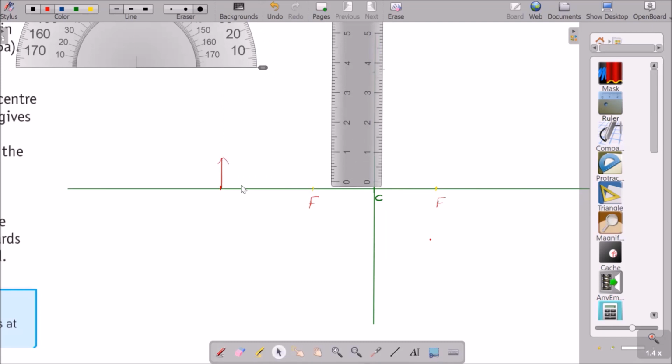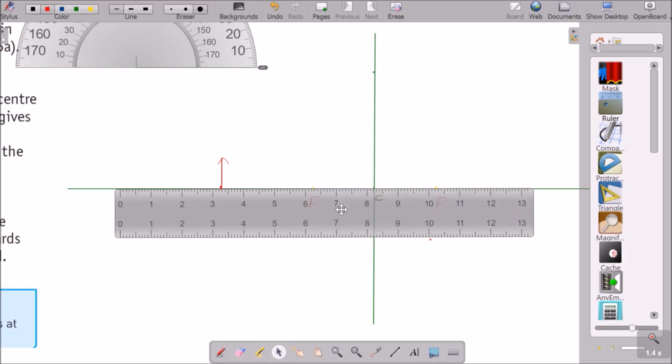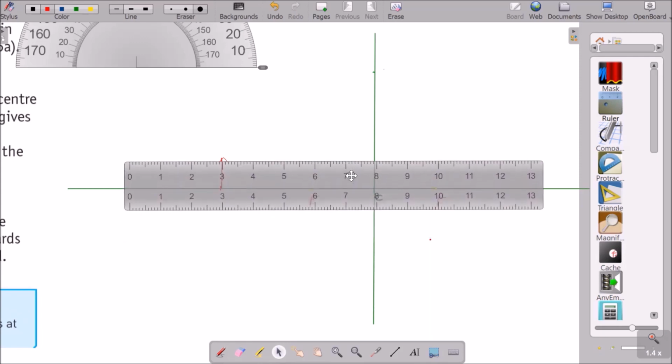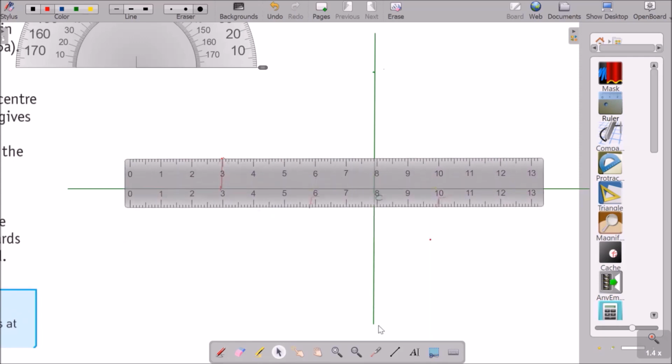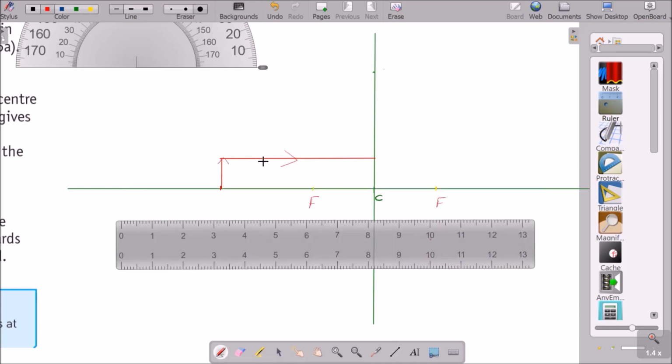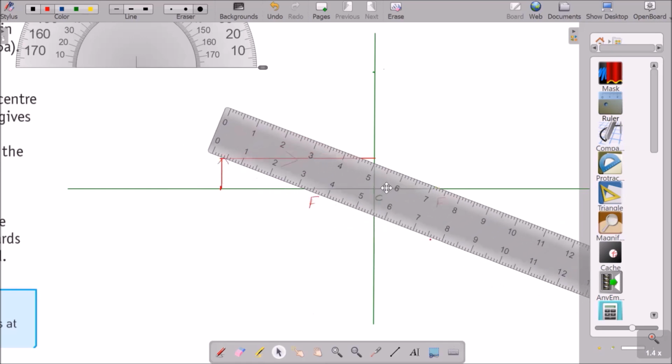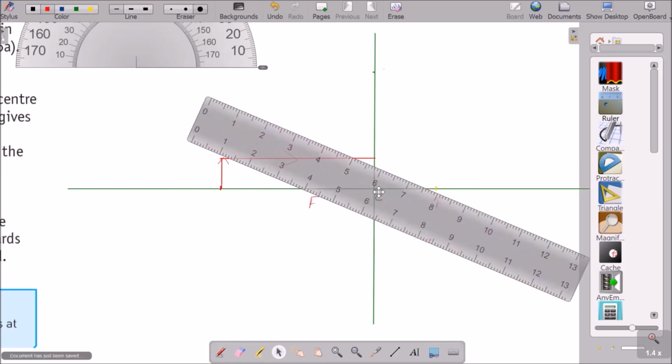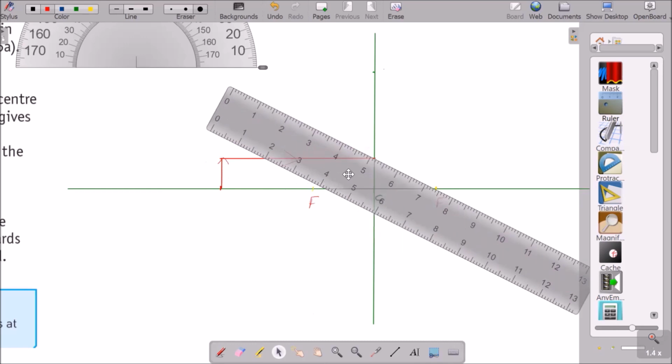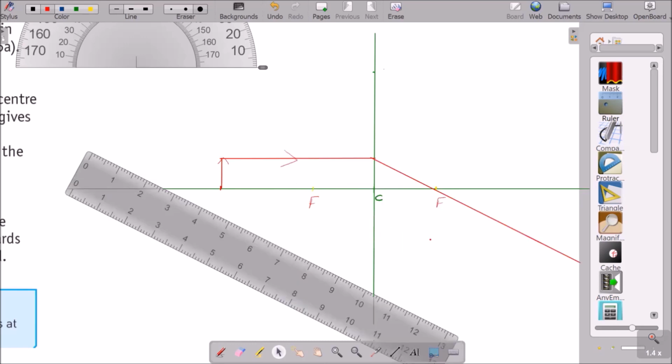Now we need 3 rays. One from the top of the object going parallel to our principal axis, horizontal line. We take it up from there, then we draw our ray. This is our first ray. When this ray gets to the center of our lens, it is converged to our focal point. So that's the second ray, the refracted ray. It is refracted to our focal point.